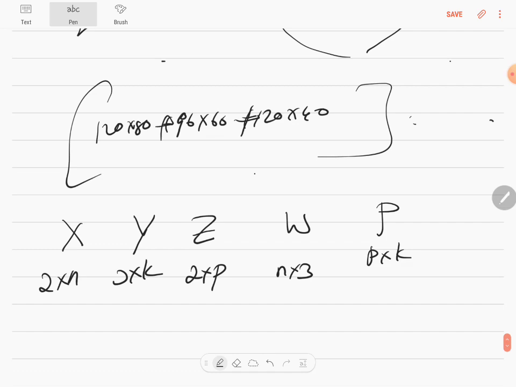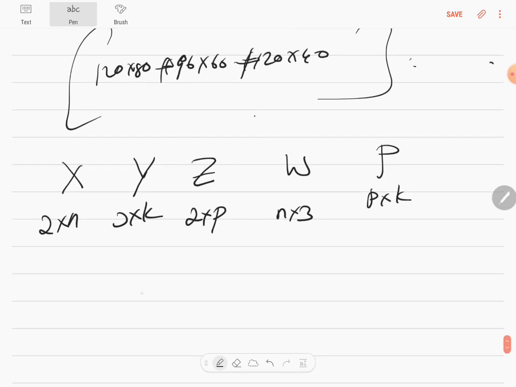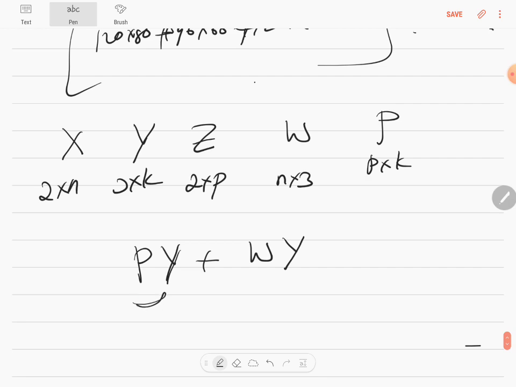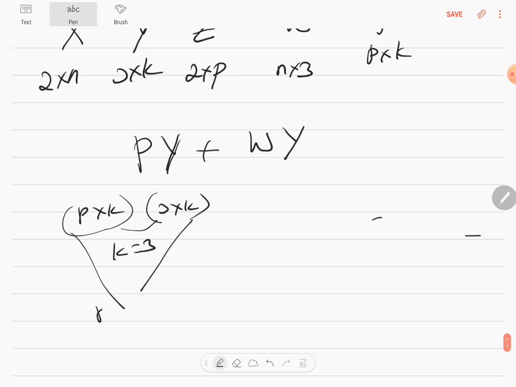They are asking you to find PY, multiply the matrices P and Y, and multiply the matrices W and Y. Correct? You know, for multiplication of matrices, the middle order has to be the same. What is P's order? P by K. What is Y's order? 3 by K. The middle order has to be same. Therefore, to multiply, K should be equal to 3. What will be the N matrix? It will be P by K, or it can even be P by 3 because K itself is 3.